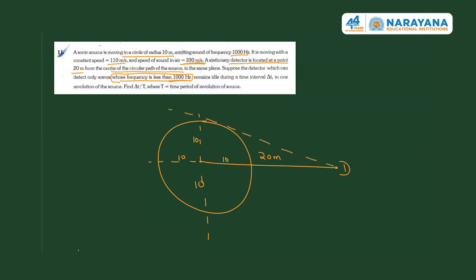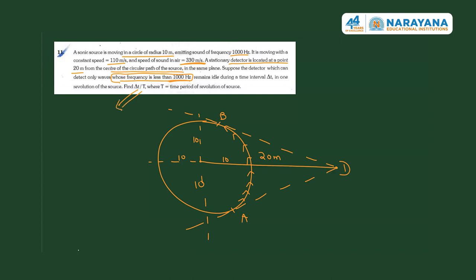What should we do? In such problems, we draw a tangent to this curve. While the source is moving from A to B, for these instances, all the frequencies he observes will be less than 1000 hertz, and after some time the frequencies will be greater than 1000 hertz. So for those instances, that detector will remain idle. So while solving this question, we find delta t for which it remains idle.